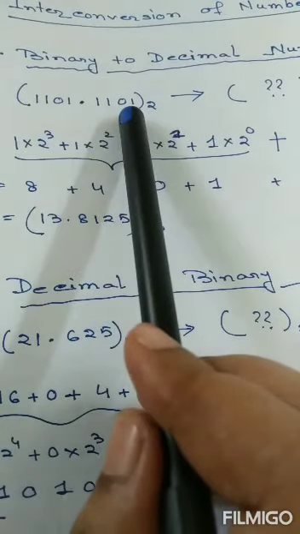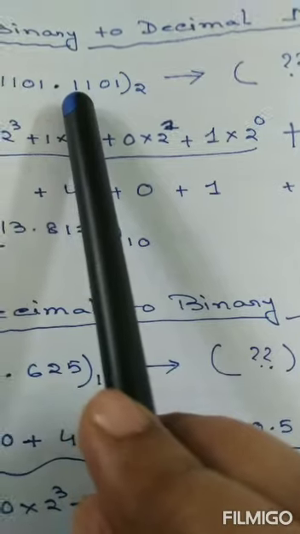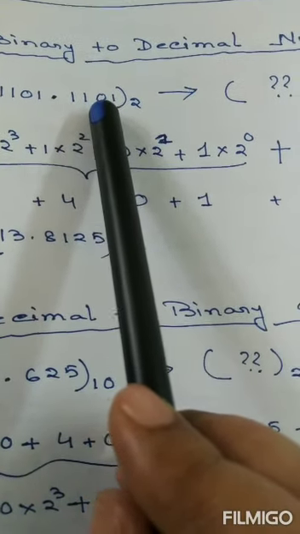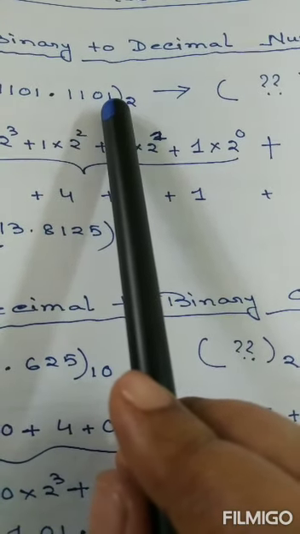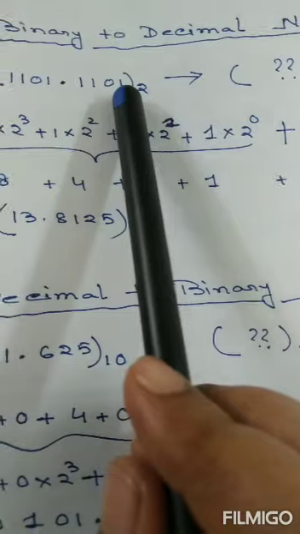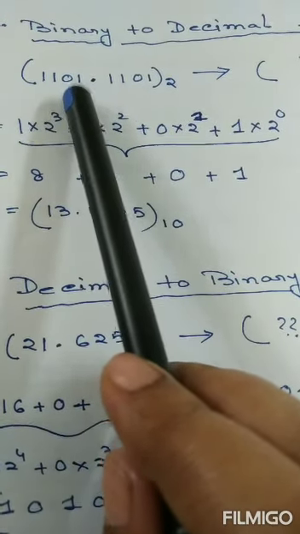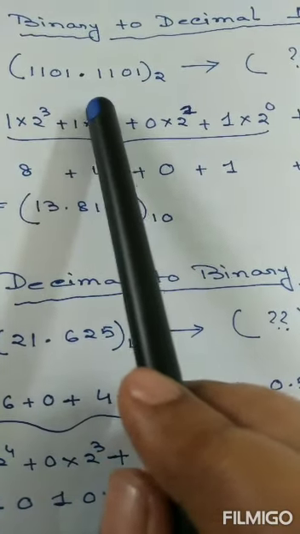And after this point, that is the fraction point, the weightage value of 1 is 2 to the power minus 1. For this one, 2 to the power minus 2. For this 0, 2 to the power minus 3. For this one, 2 to the power minus 4. So, first multiply with the weightage value of each bit and then add the value.